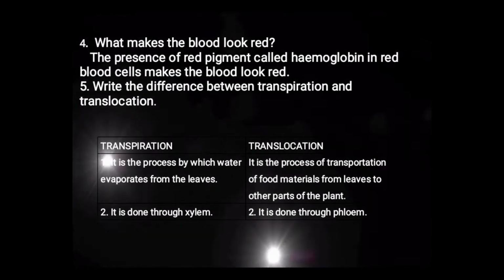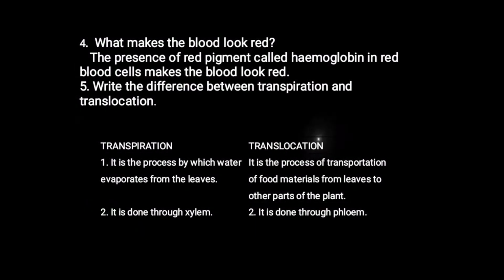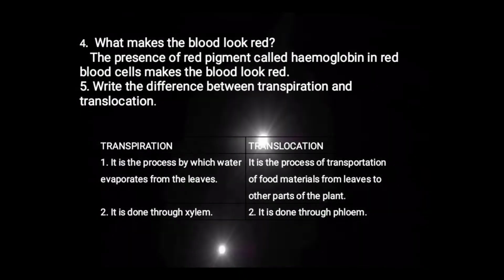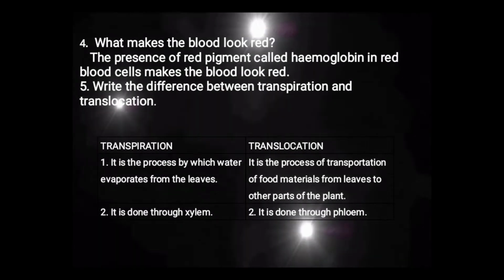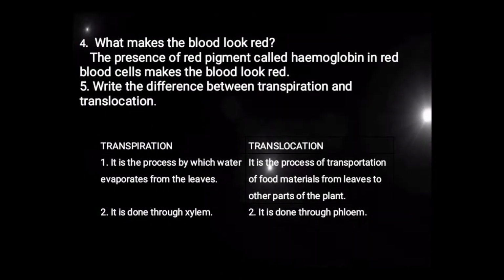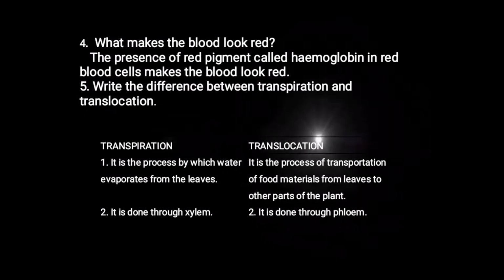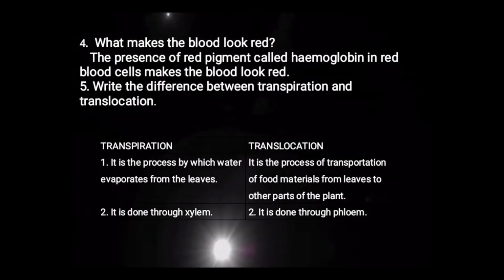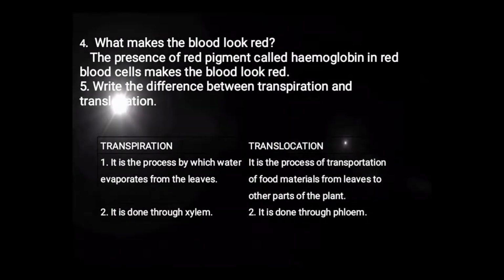The first one is transpiration. As I already said, it is a process in which water evaporates from the leaf. So it's a process where the leaves lose water in the form of water vapor, and that process is said to be transpiration.